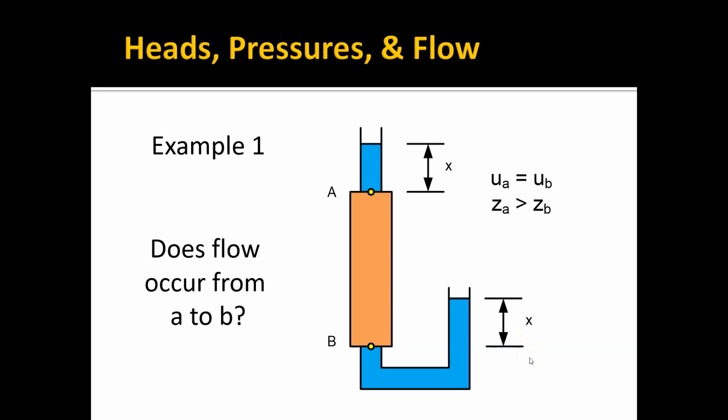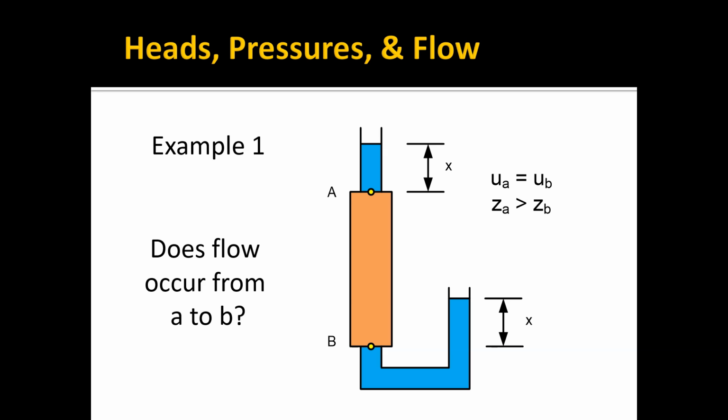In other words, the water rises above point A and point B to the same level. And therefore, since the pore pressure is the height of water above the point times the unit weight of water, we know that the pore pressure at point A is x times the unit weight of water. The pore pressure at point B is x times the unit weight of water. Therefore, the pore pressure at A is equal to the pore pressure at B.